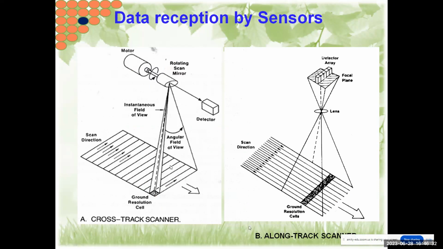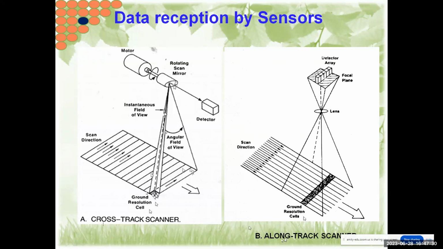There are two main fundamental principles: the first one is the cross track scanner and the second one is the along track scanner. In the cross track scanner, see here, these are the motor, the rotating scan mirror, and the detector. These mirrors rotate from one place to another place, come back to the same place, and again move in this direction and that direction. The angle subtended by the ground resolution cell is called the instantaneous field of view, and the angle subtended from the first point to the last point is called the angular field of view. It is also called the swath. These are your swath, and these are the scan line direction. So it is called your cross track scanner.